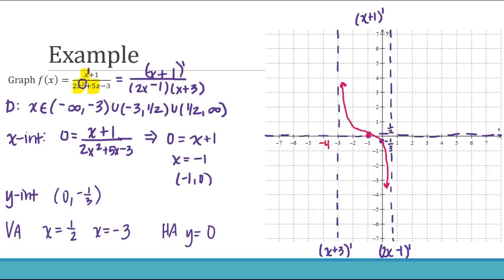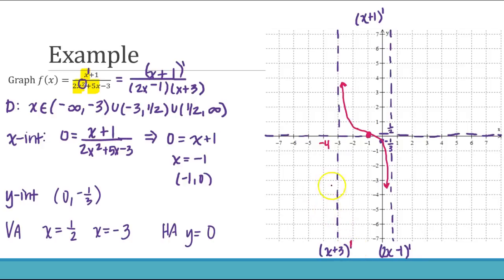So the way that I'm going to do it here is I'm going to use the vertical asymptote behavior, this asymptotic behavior. So that's why I put x plus 3 to the first. That's why I put it below where it came from. This -3 came from this factor, x plus 3 to the first.